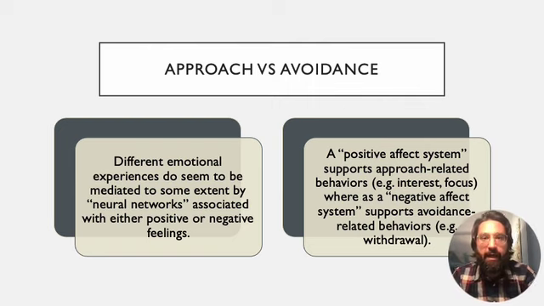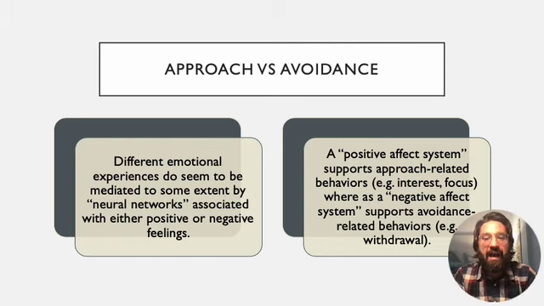And so instead of looking at these universal basic emotions, another way of thinking about it is emotions that might fall into one of two buckets: approach-related behaviors or avoidance-related behaviors. Different emotional experiences do to some extent seem to be mediated by certain neural networks in the brain, but positive or negative might be a better way of thinking about this, that certain emotional experiences have either a more positive valence or negative valence.